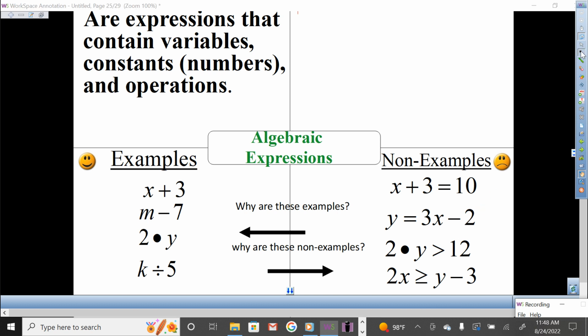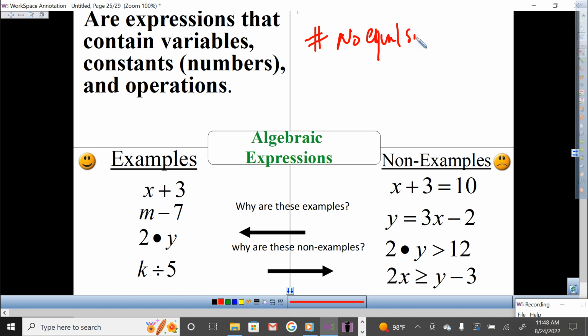So watch. For critical attributes, what makes these what they are? Well, the first thing I'm going to write, hashtag no equal signs. What else? What makes algebraic expressions? What is so different from the other kind of expressions? Hashtag what? Variables. There's correct. Variables. How we doing? Good? All right?